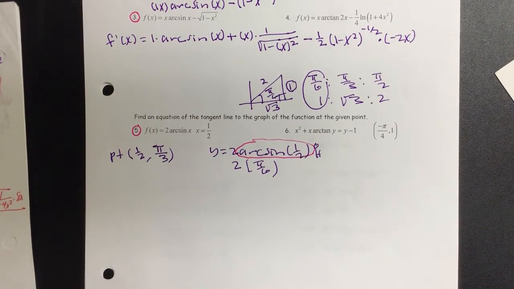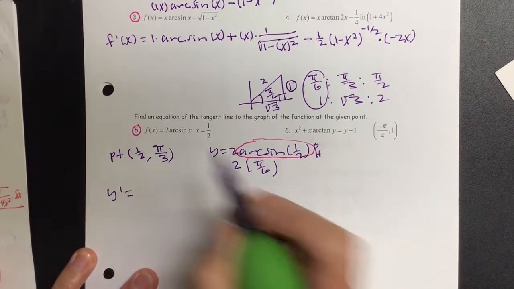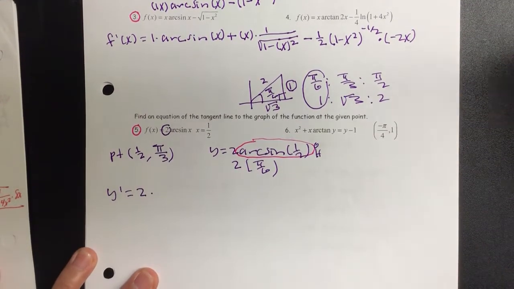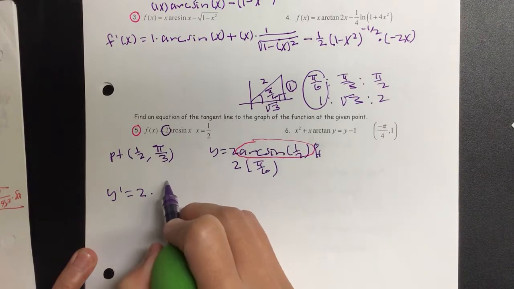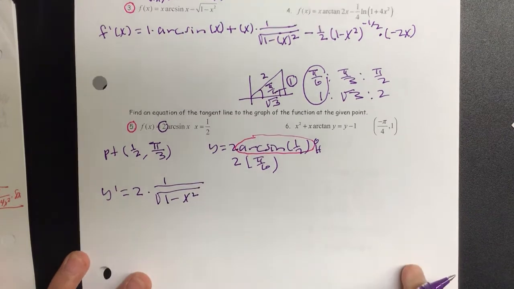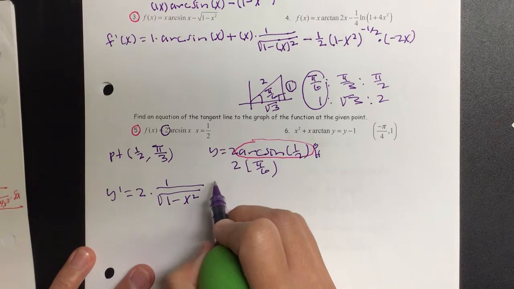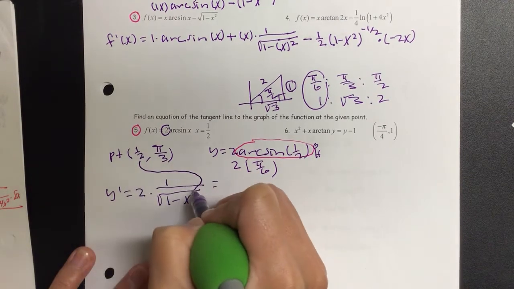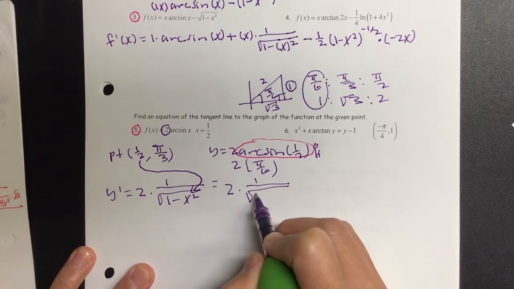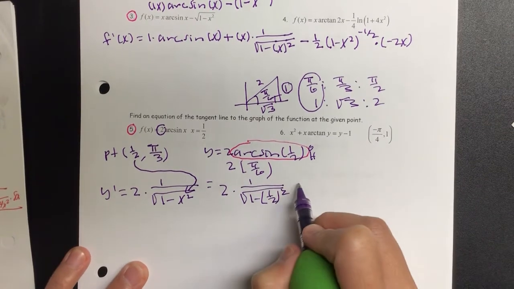So now we have to find the derivative. So for my derivative, we have our y prime is equal to 2 is already in the front. We're going to leave that alone. And using our formula, the arcsine formula, we have 1 all over square root of 1 minus x squared. Are we good with that? So now all I need to do is plug in what? The 1/2. So when I do, we get 2 times 1 over square root of 1 minus 1 over 2 all squared. And let's keep simplifying.